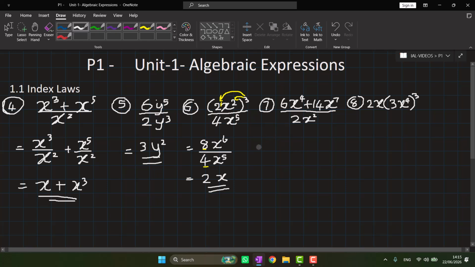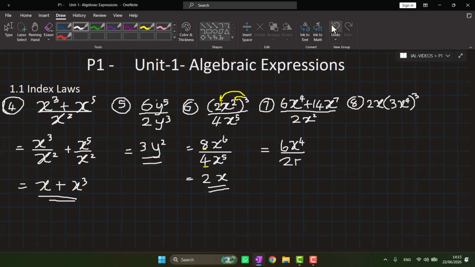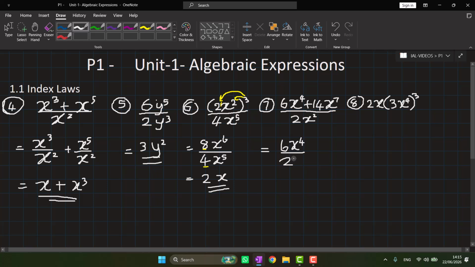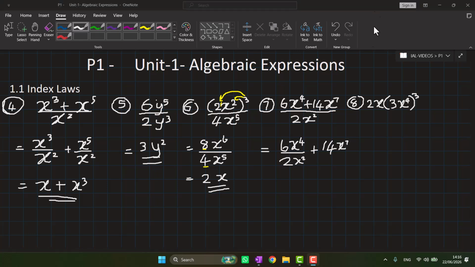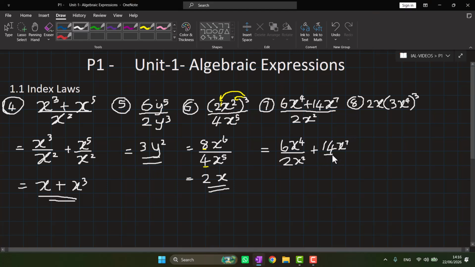Moving on to the seventh one. Again, you can break this into two fractions. 6x to the 4 over 2x squared, plus 14x to the 7 over 2x squared.